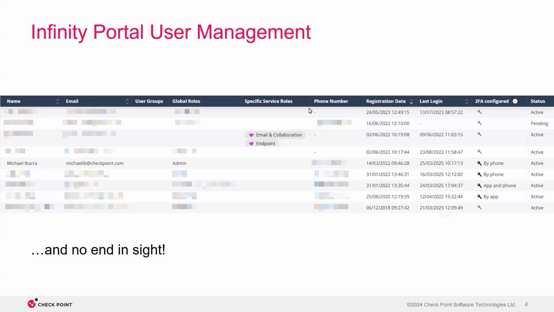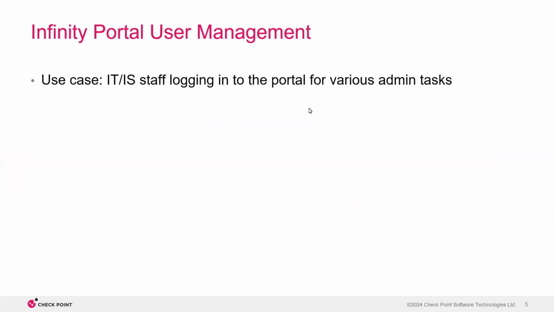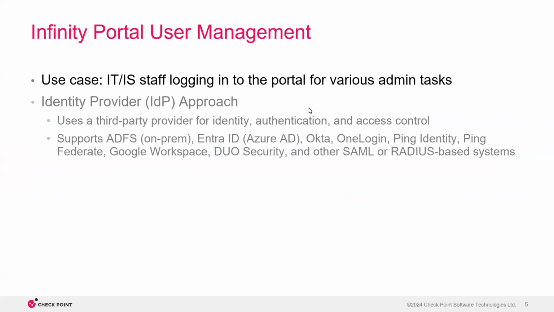So what do we propose? Well, since this is tips and tricks, we're talking about best practices. So the option that I'm going to be covering today is using what's called an identity provider or an IDP. If you haven't heard that term before, an IDP is essentially a third-party user directory used for identity, authentication, and essentially access control.